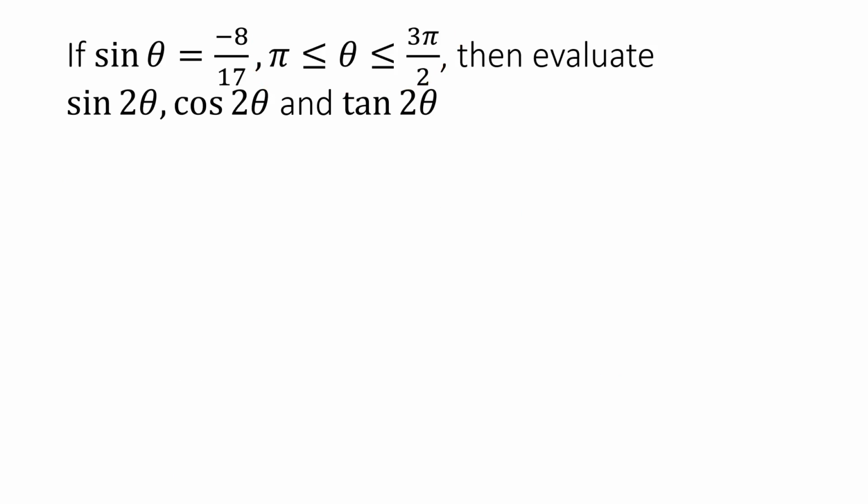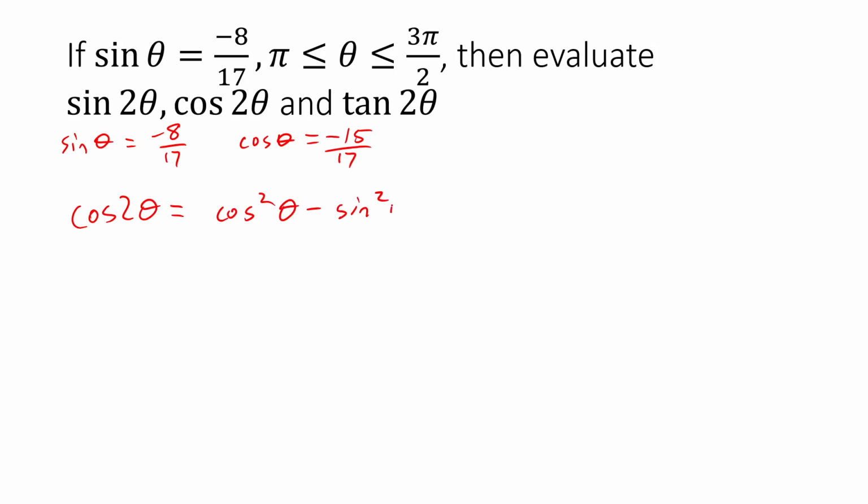Okay? Now, let's find out what cos 2 theta equals. Well, we just said in the last slide, we had that sine theta is negative 8 over 17, and we discovered on our own hard work that cos theta is negative 15 over 17. Well, we know a formula for cos of 2 theta is equal to cos squared theta minus sine squared theta. Okay? Well, that's like saying cos theta quantity squared minus sine theta quantity squared.